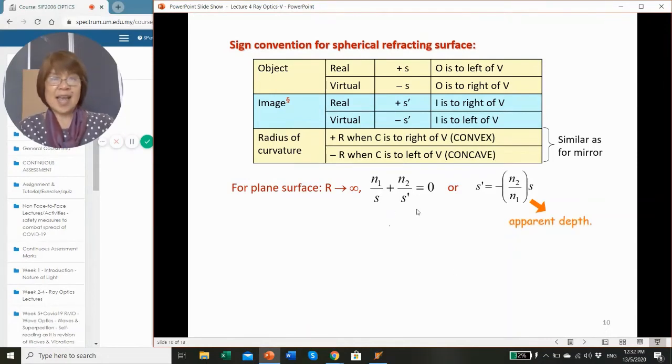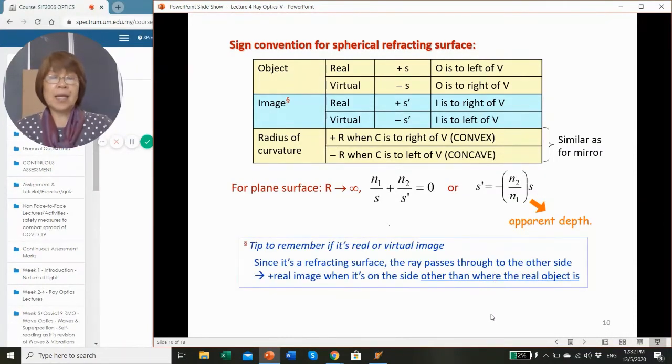In other words, s prime is equal to the negative of n2 over n1 multiplied by s. And this was the apparent depth that we worked on previously. Now, the tip to remember again, whether it's a real or virtual image, is that for a refracting surface, if the image is formed on the other side of the refracting surface, then it's real. But for a mirror, if the image is formed on the same side as the object, then it's real. So that's easy to remember, I think.